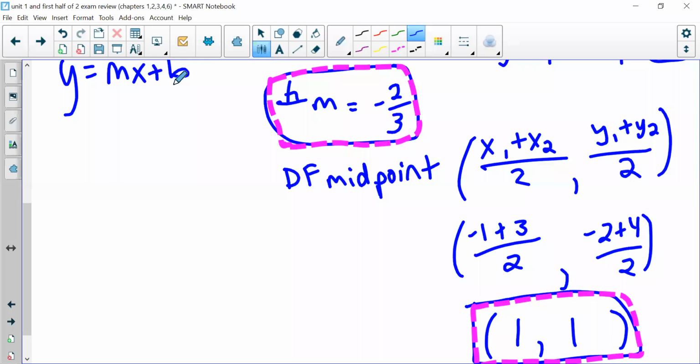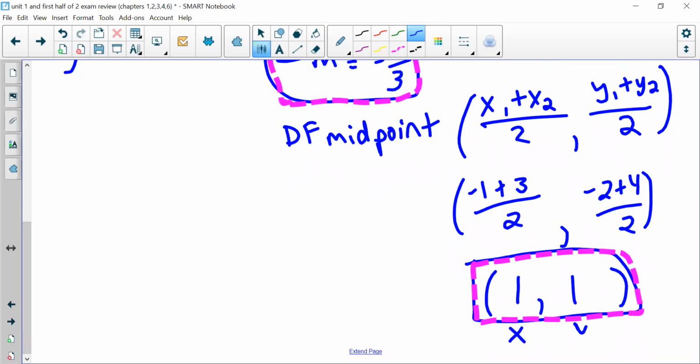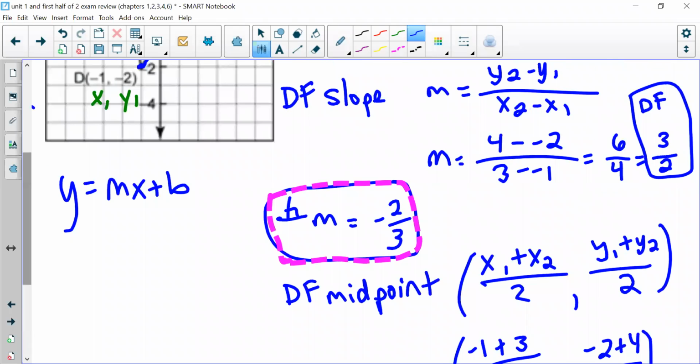Plug that into the y equals mx plus b. Thank you, Amaya. So I'm going to plug in, this is my x and y down here. So this is x and y. So 1 is y and x is 1. 1 equals -2/3. Remember to use the perpendicular slope.